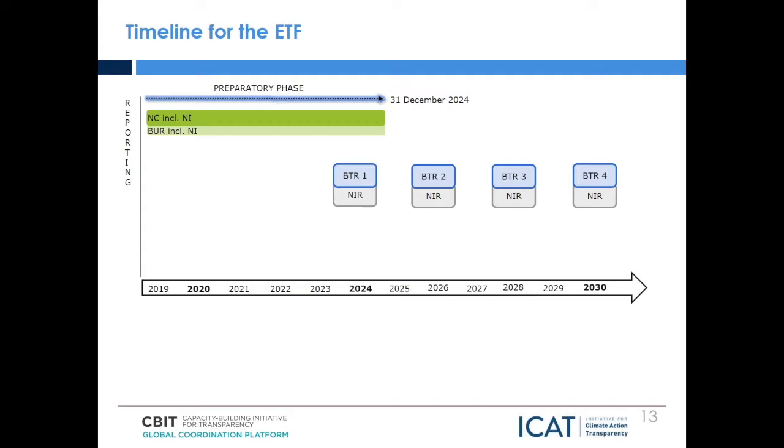Then all countries that have ratified the Paris Agreement will continue submitting national communications, as you see in the figure, basically every 4 years, as before, while the requirement for the submission of the BUR will be discontinued. Instead, after this date, all countries which have ratified the Paris Agreement will be required to submit the BTR, including an NIR. And countries can also submit an adaptation communication, as you see, together with the BTR, with the national communication or other reporting vehicles.